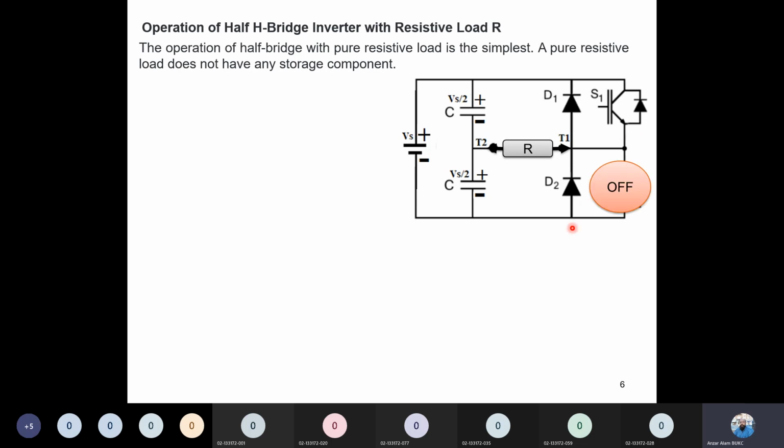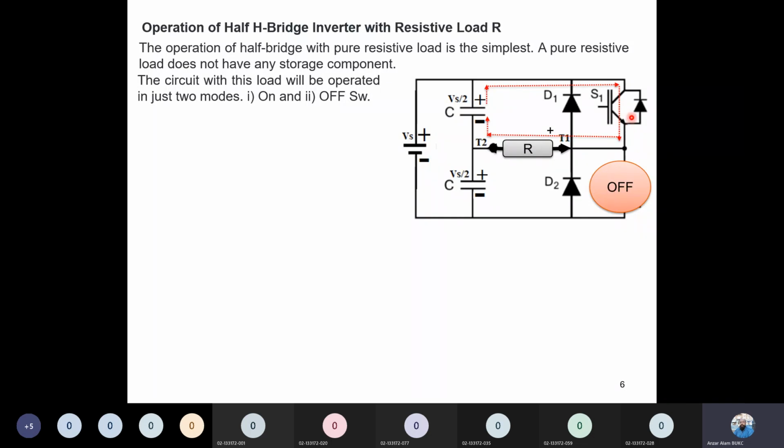So this is the status of the half bridge inverter operation. The switch S2 is off. All these things are written here. How the current will flow, I think I don't need to read because you must understand all these things. So the first thing is when we turn on S1 and S2 is off.